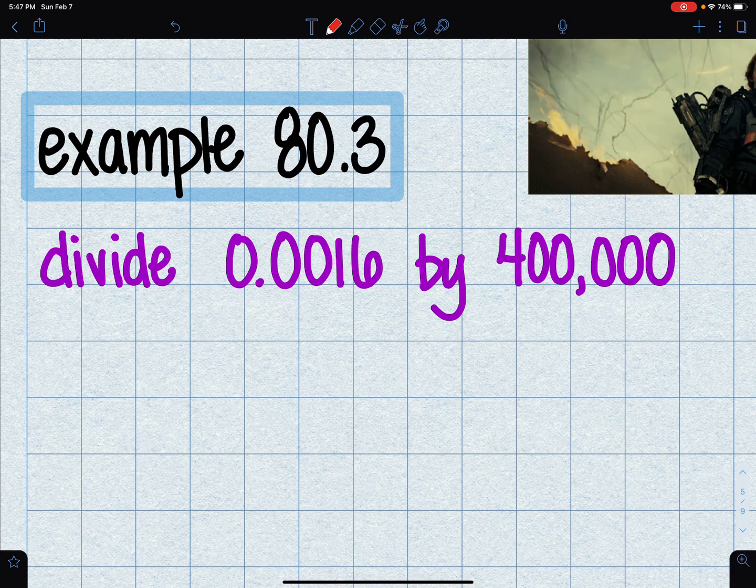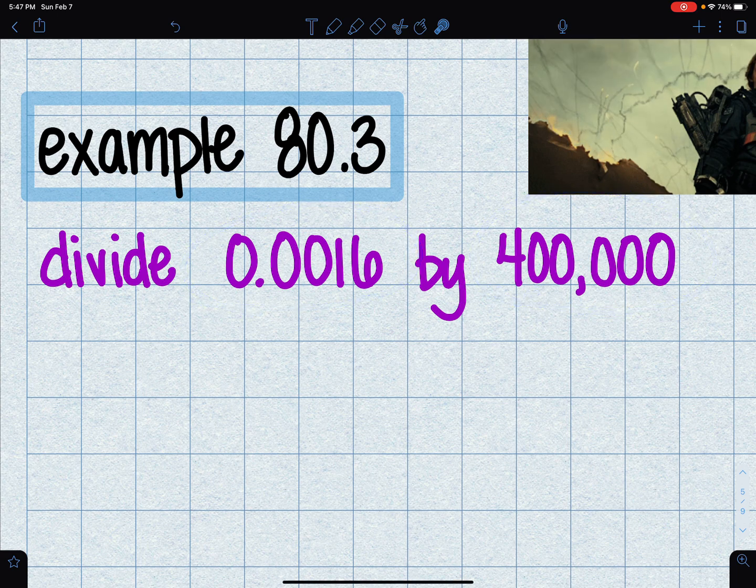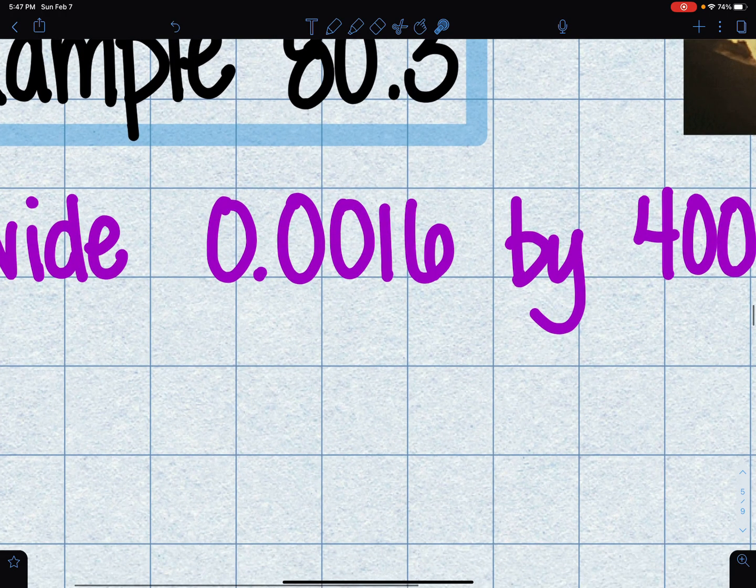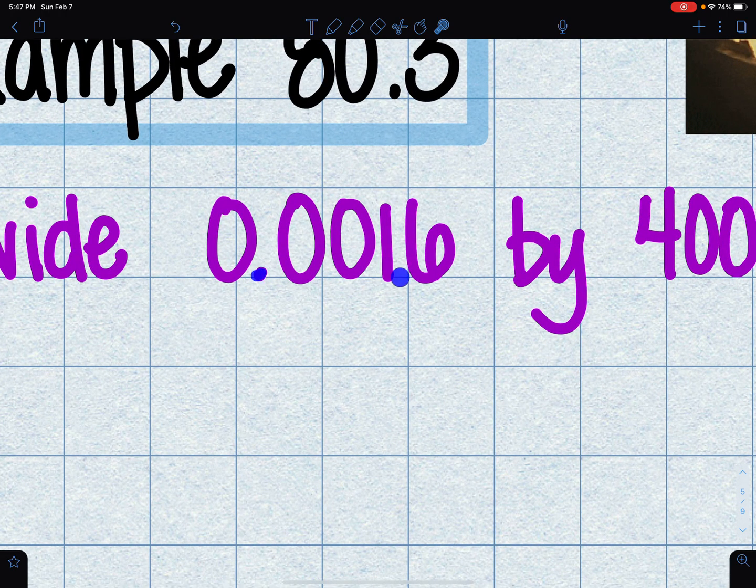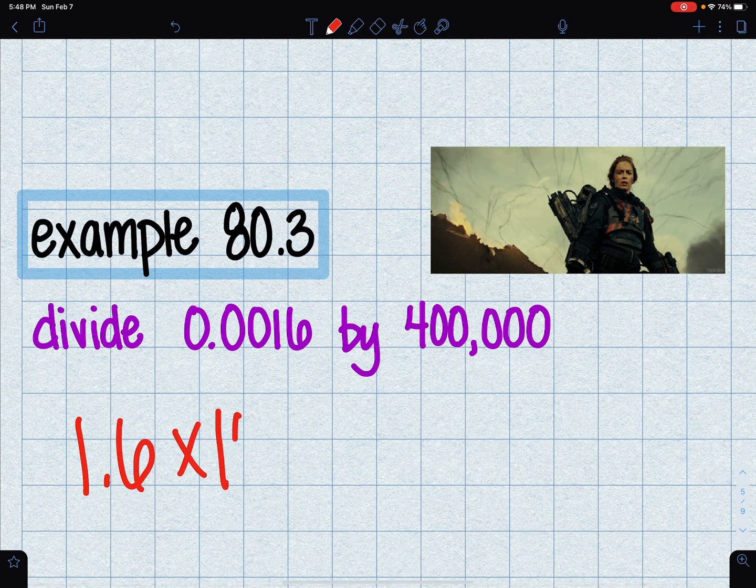So example 80.3 wants us to divide this number by 400,000. Don't just put that in your calculator. I know, what were you thinking? Let's do it the scientific notation way, all right? So let's look at this number. The decimal's here, we want it here. So it's 1, 2, 3 out of place. So let's do 1.6 times 10 to the, now I made this number bigger, so it's going to be -3. Times 10 to the -3, right?